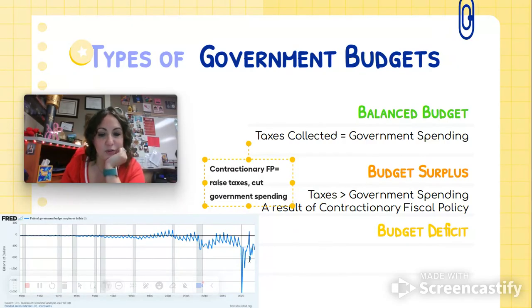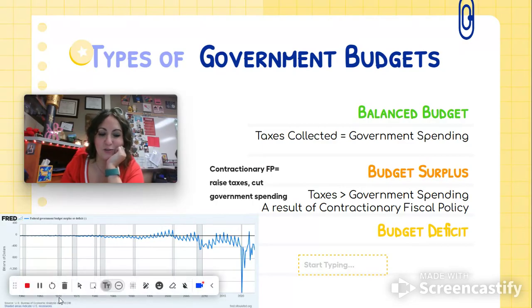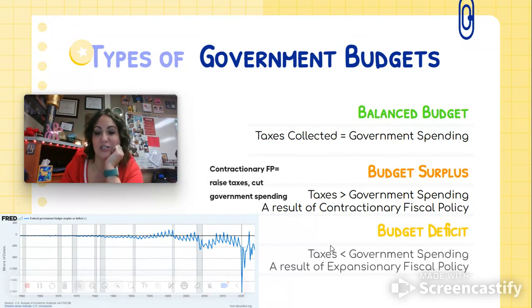If you look at the bar chart down here, if you look at this line graph, it is clear that we do not have a government budget surplus anymore. The government does not spend less than what it has. In fact, it spends a lot more than what it has, and that's what a budget deficit is. A budget deficit is when taxes are less than government spending. So the government actually spends more than what it has.